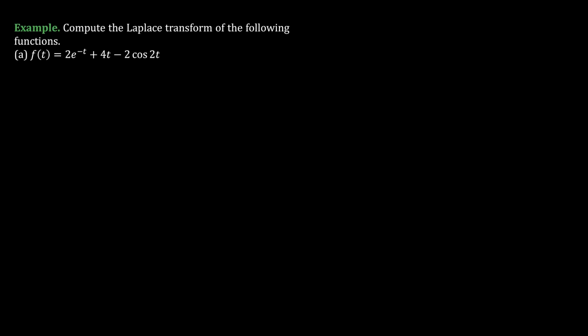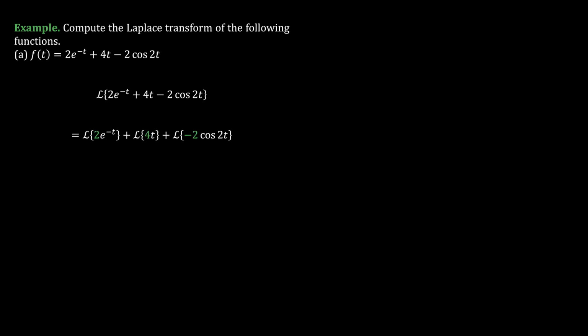Let's go ahead and practice this theorem, and we're going to take the Laplace transform of the following functions. The first one here is going to be f of t equals 2 e to the negative t plus 4t minus 2 cosine of 2t. Now, I'm going to go ahead and take the Laplace transform here, and I'm going to actually apply the linearity property of it now. So I'm going to do the Laplace transform term by term.